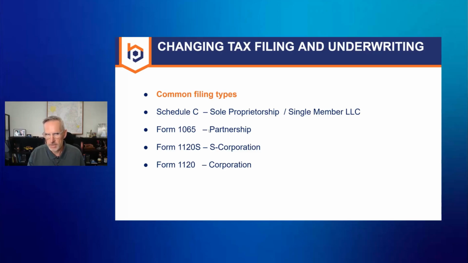1065s are for partnerships. 1120Ss are S corps. 1120s are C corps. All right. But when you're in the guidelines, you're going to see the term of the tax form, not so much the name of the corporation or the type it is. And sometimes it says both, just so you know what I'm talking about when I'm referring to changing tax types.